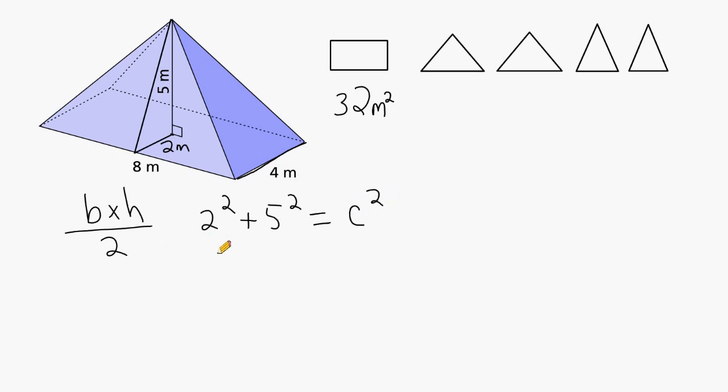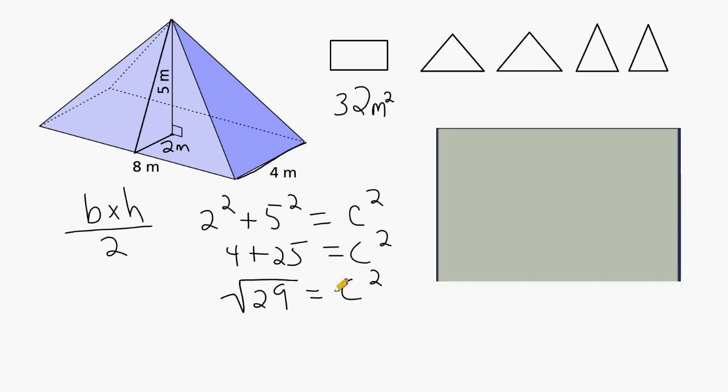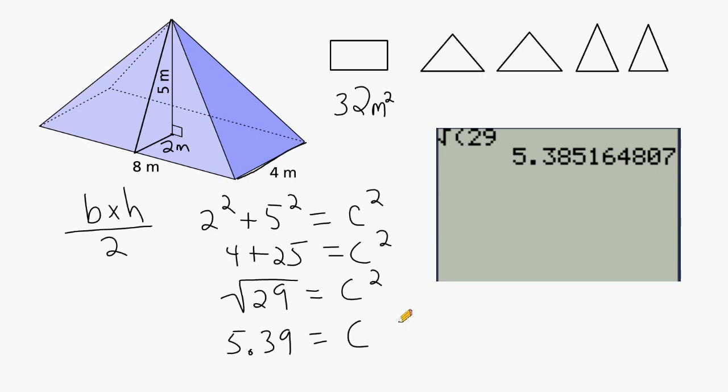So we have 2 squared, which is 4, plus 5 squared, which is 25, and that will equal c squared. So 29 will be equal to c squared. So to figure out what c is equal to, we just have to take the square root of 29. And the square root of 29, if I round to the nearest hundredths, is equal to 5.39. So almost 5.4.